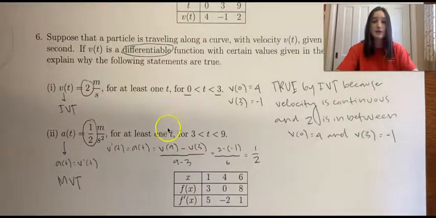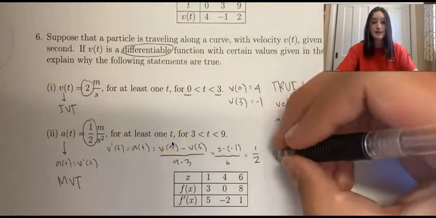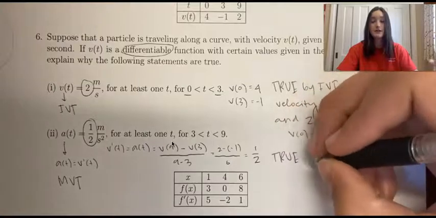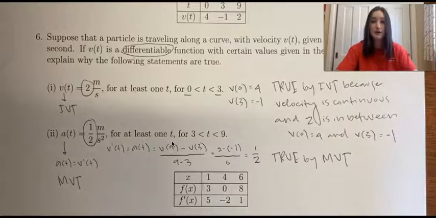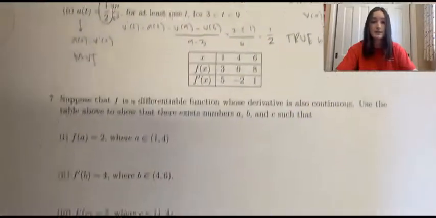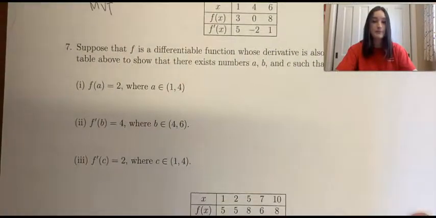So we know that there has to be a t that exists. And remember, it doesn't ask us to find the t, so it stops here. We just have to go ahead and write out our sentence. It's true by MVT.